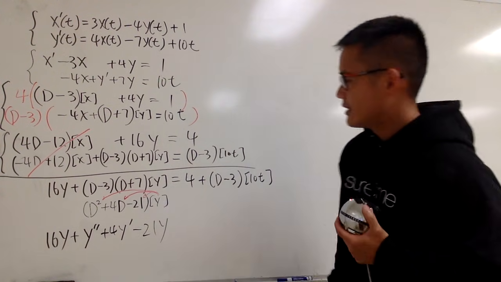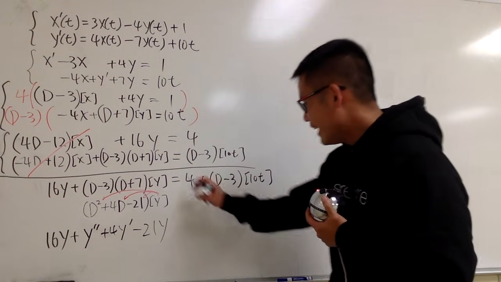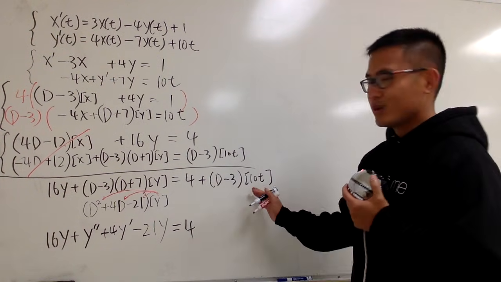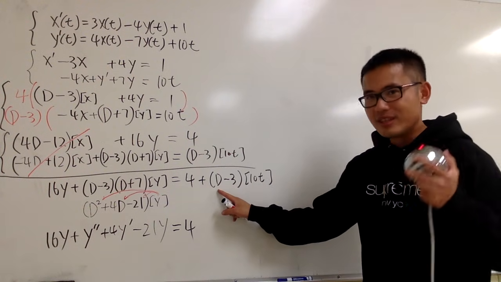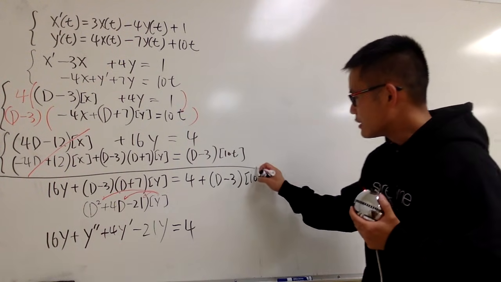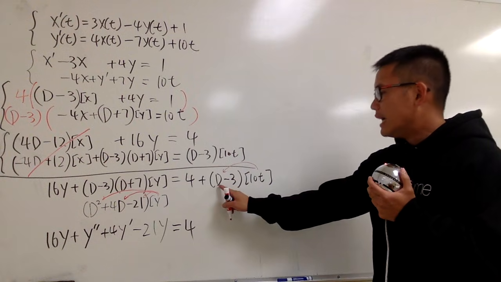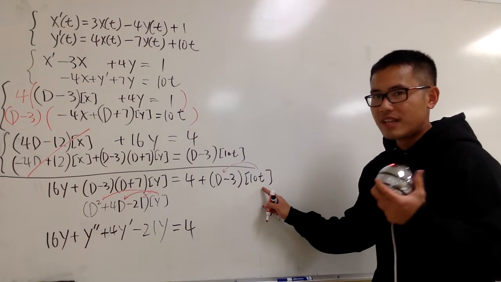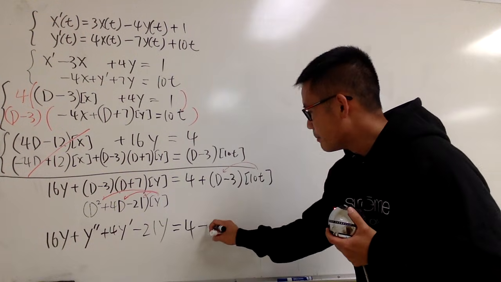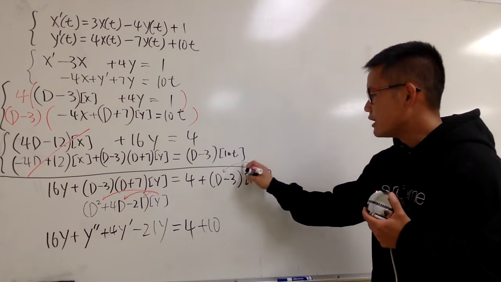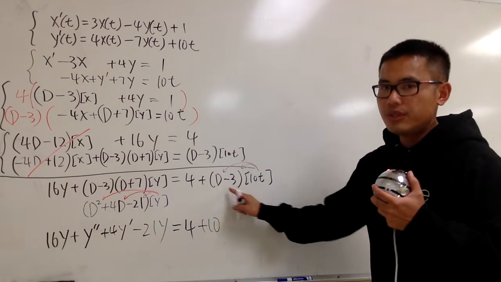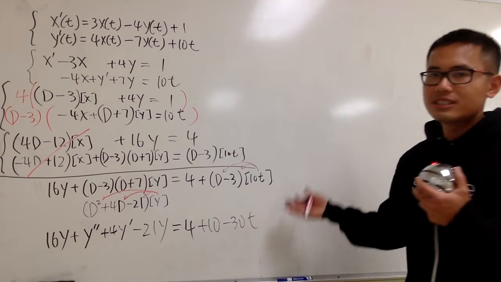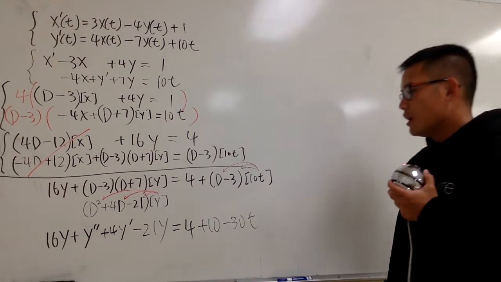Wonderful, isn't it? And then this is equal to 4, the 4 still, and I will do the same thing. D is once again to take the derivative. So let's do this right here first. I have to take the derivative of 10t. The derivative of 10t is just 10. So it becomes plus 10. And now let's do it backwards. Negative 3 times 10t becomes negative 30t.